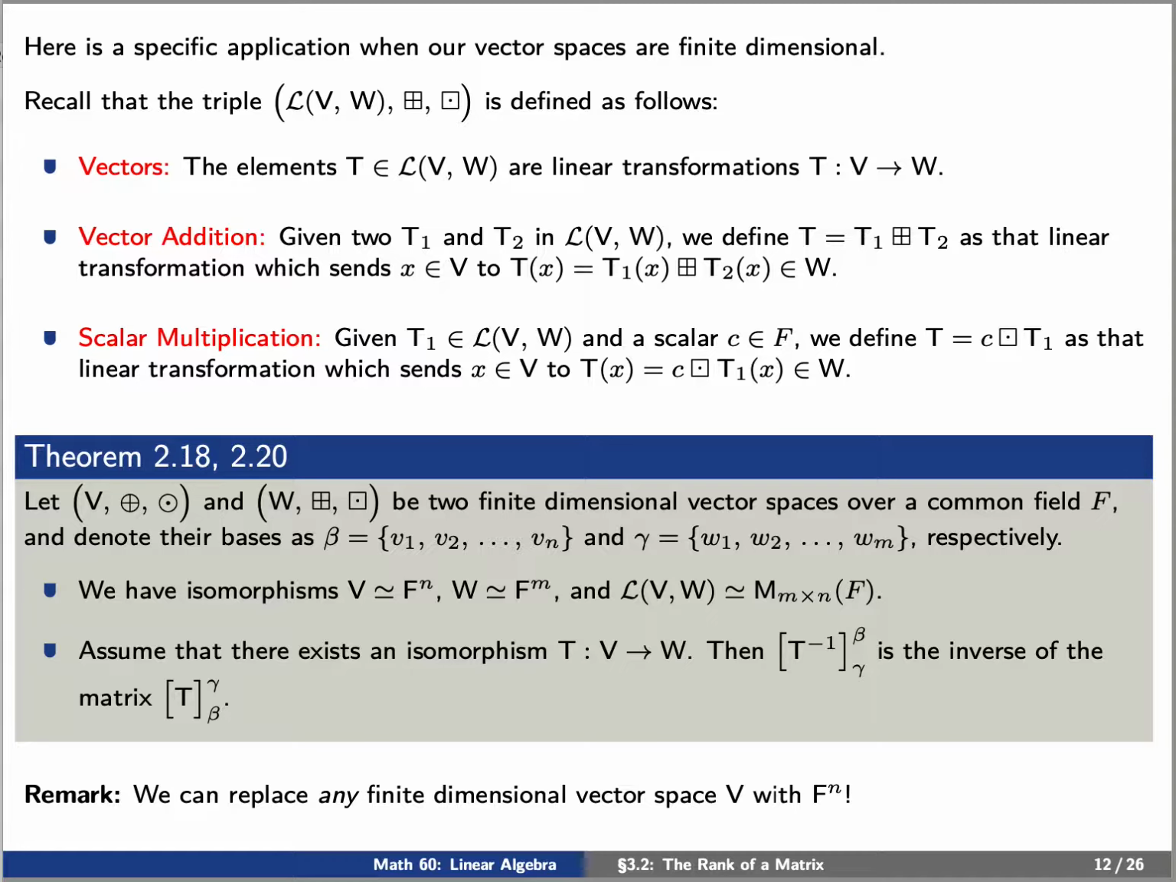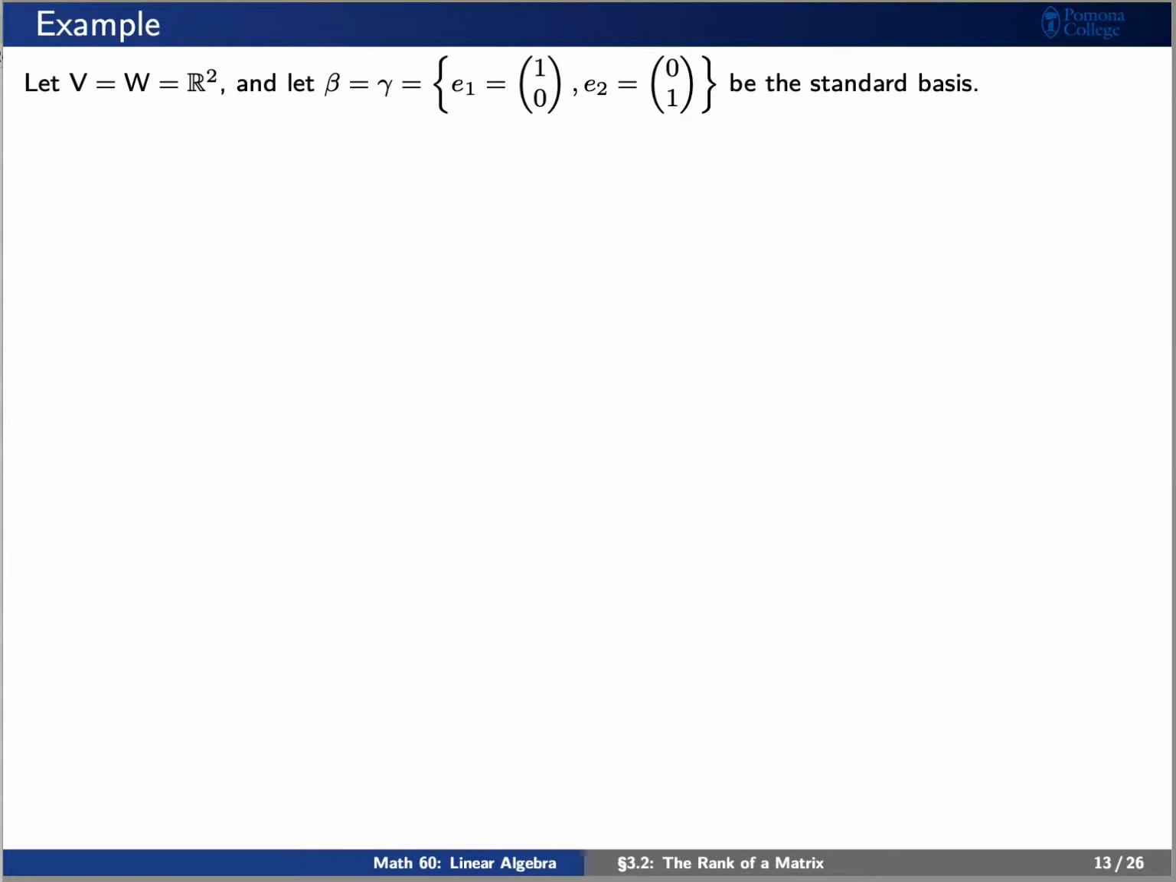The idea here is that we can replace any finite dimensional vector space V with just F to the n. We no longer have to deal with an abstract concept. We give a quick example to illustrate all of this.